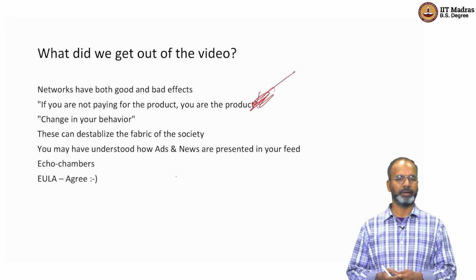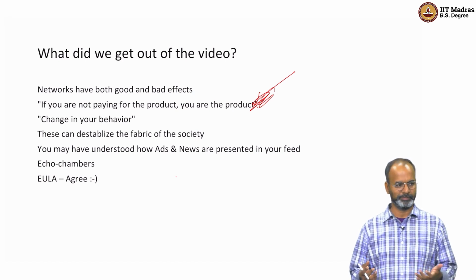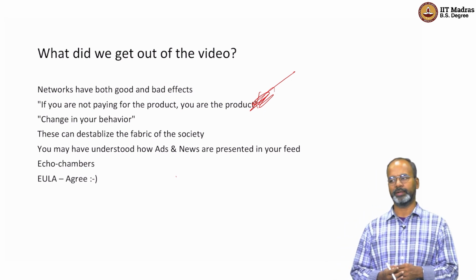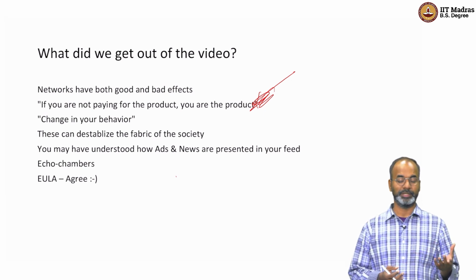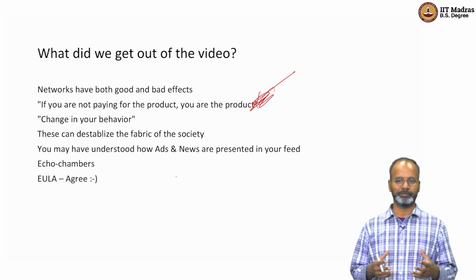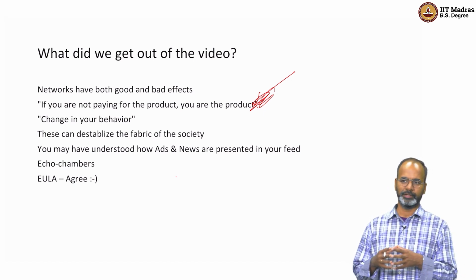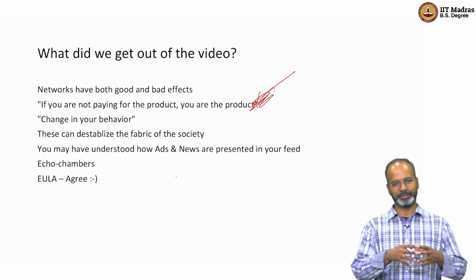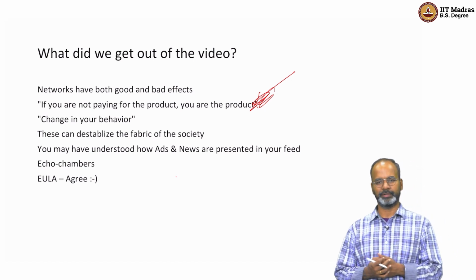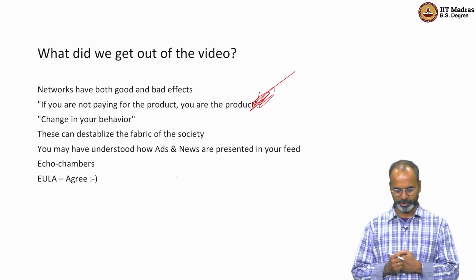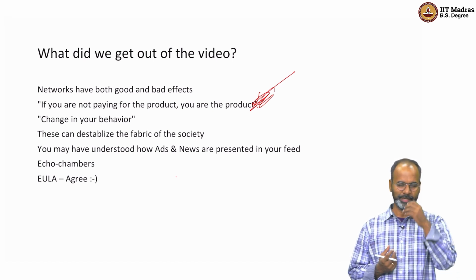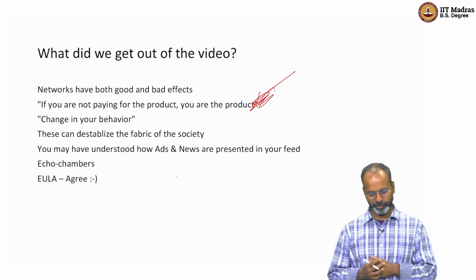These can destabilize the fabric of society. I'm sure you have read and seen how Facebook was used for the 2016 elections, and even the Brazil elections, where fake news was spread on the social media platforms, and how that was affecting the citizens who were casting their vote, or how Facebook as a platform itself was manipulated to some extent. Cambridge Analytica was that kind of a problem, where Democrats and Republicans were shown different sets of information at some point in time. You may have understood how ads and news are presented in your feed. You must have gotten a little bit of a sense, after watching the video, of what's going on behind these platforms.